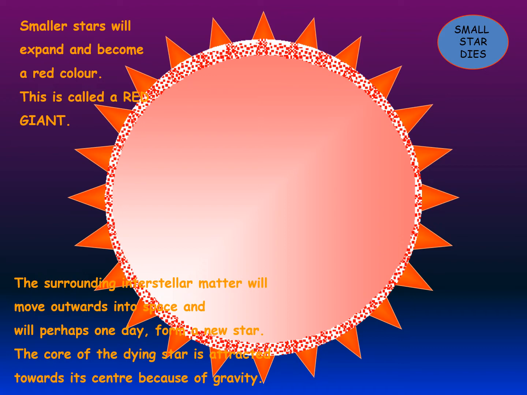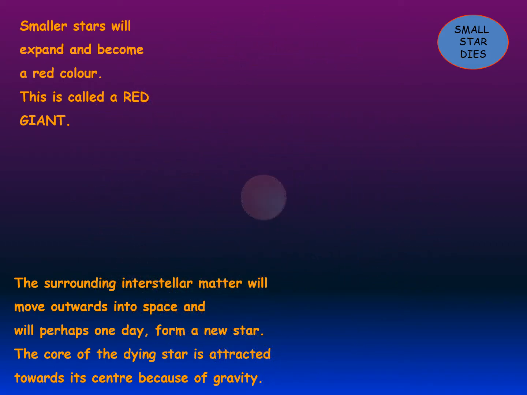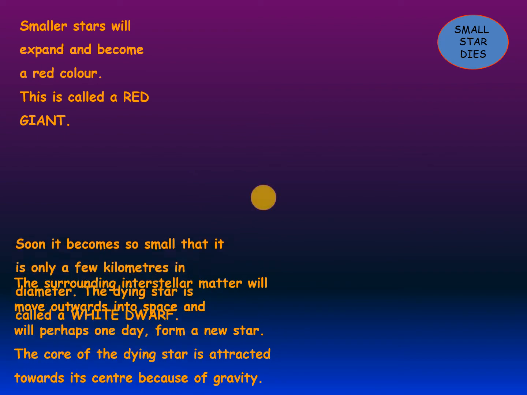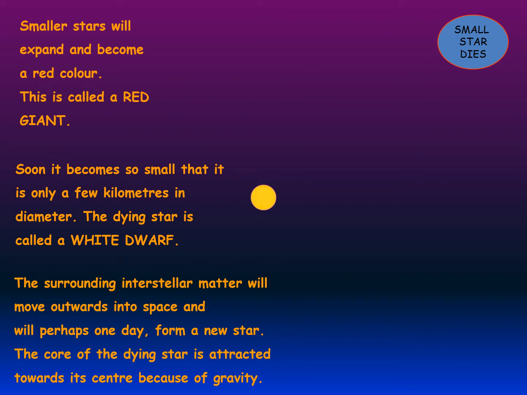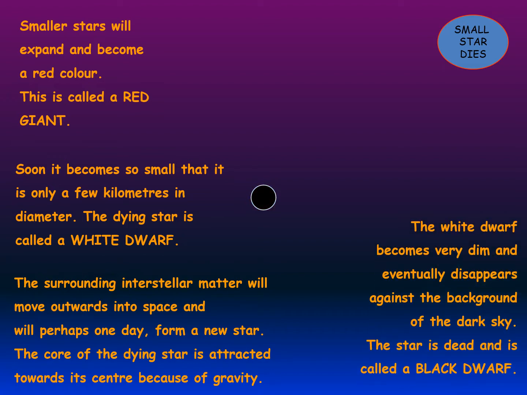The core of the dying star is attracted towards its center because of gravity. The core of the star becomes smaller and loses its brightness. Soon it becomes so small that it is only a few kilometers in diameter. The dying star is called a white dwarf. The white dwarf becomes very dim and eventually disappears against the background of the dark sky. The star is dead, and is called a black dwarf.